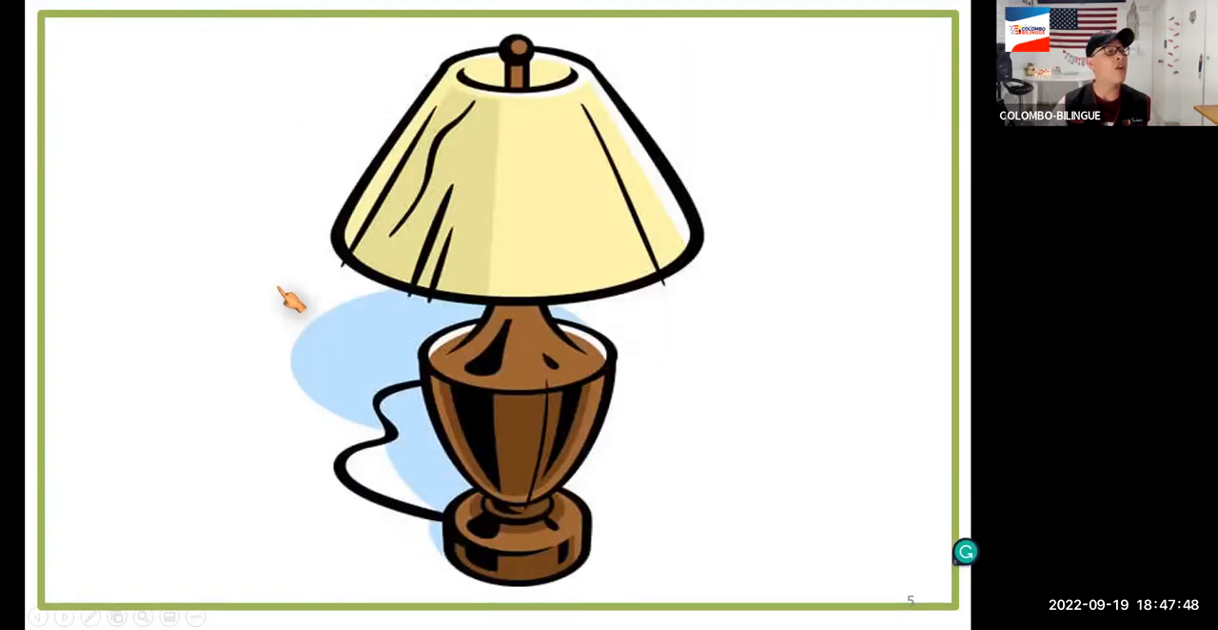Inside a living room, another very common thing is a lamp. It's not necessary to say that. It's very easy. The vocabulary is a lamp. Or sometimes you say a table lamp, okay, because you just put it aside on a little table. Okay, very good. I'm going to just move it.